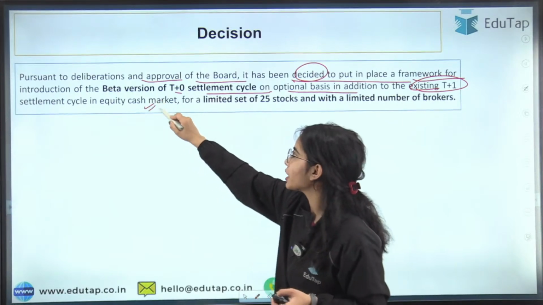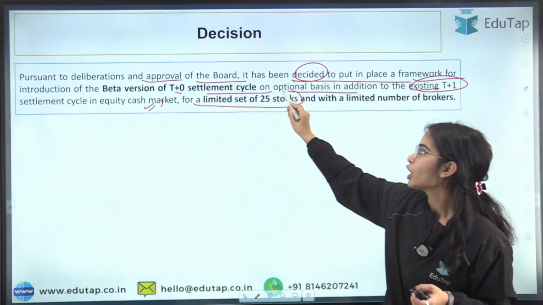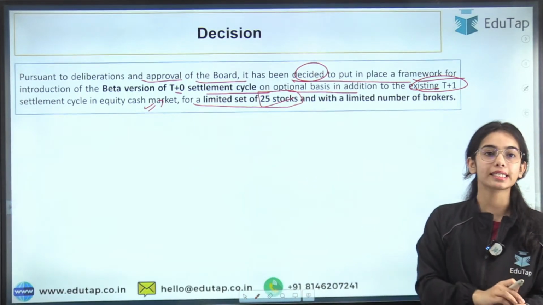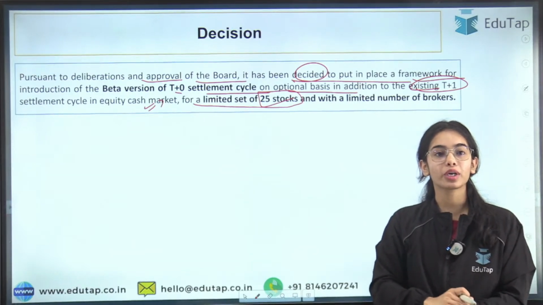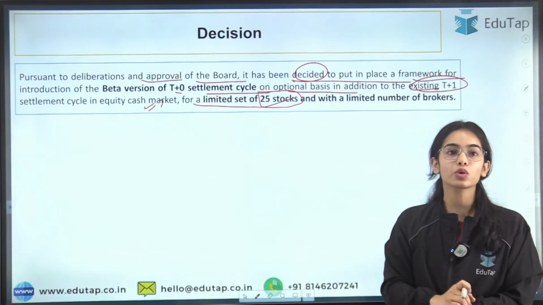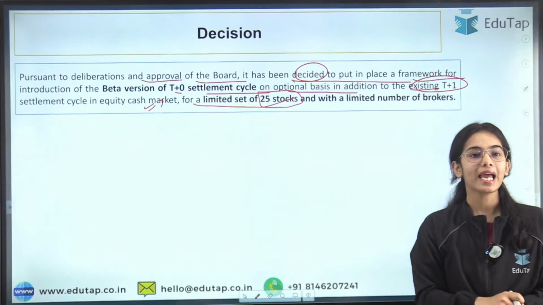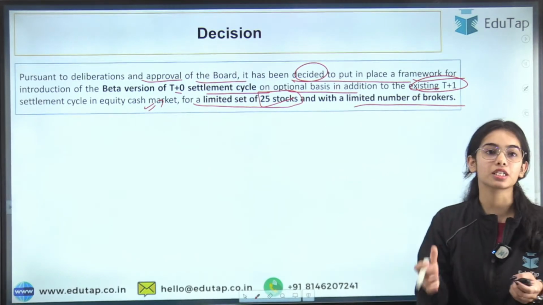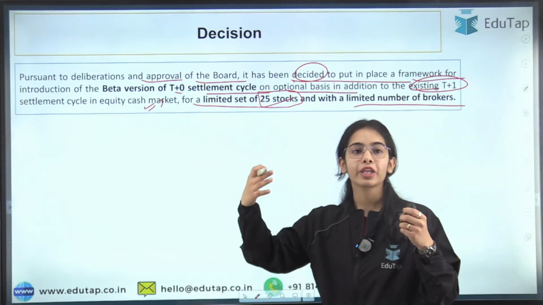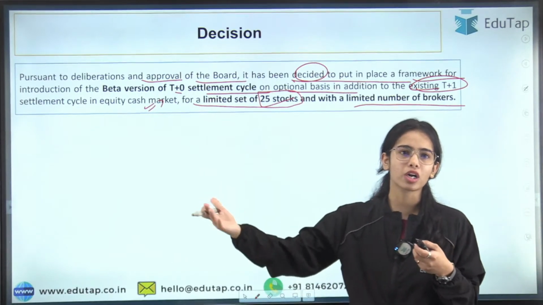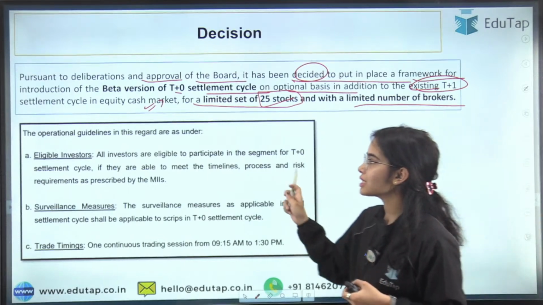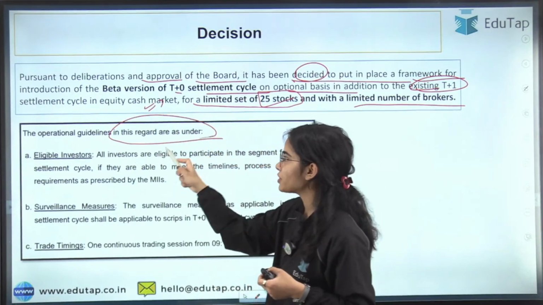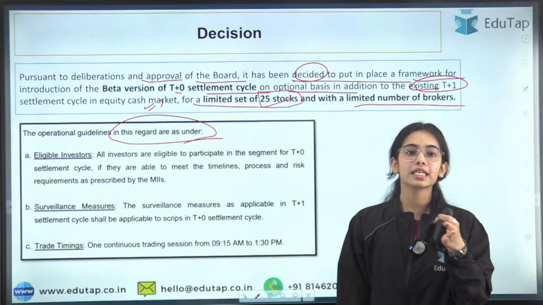In the equity market, you can understand it is for a limited set of 25 stocks, 25 scrips. So for these 25 stocks, the T+0 settlement cycle has been started, and this is the beta version with a limited number of stock brokers such as Zerodha, INDmoney, Angel One or Upstox and such. Now these are the operational guidelines that have been released by SEBI in its circular.